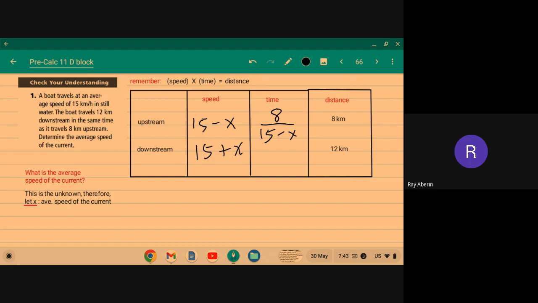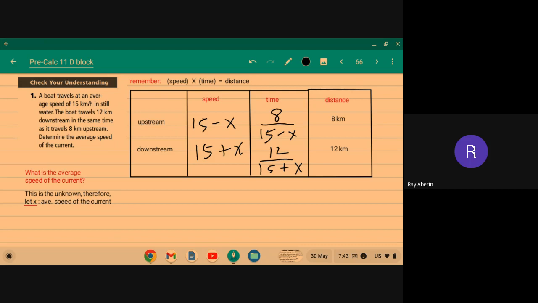What about downstream? Well, same thing. To figure out how much time it takes to do that, it will be 12 divided by 15 plus x. So that is what we have so far in the table.